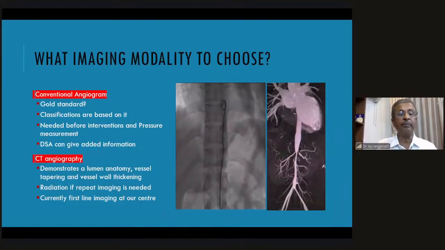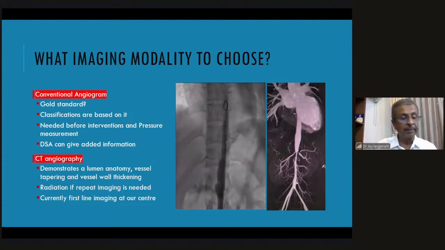Needed right now before interventions and the pressure management. DSA can give added information. CT angiography is the first line imaging at most centers, including our center. It demonstrates the luminal anatomy, vessel tapering, and vessel thickening, but there is radiation if repeat imaging is needed. Unnecessarily, we are not subject to a follow-up CT, and it's not really needed.